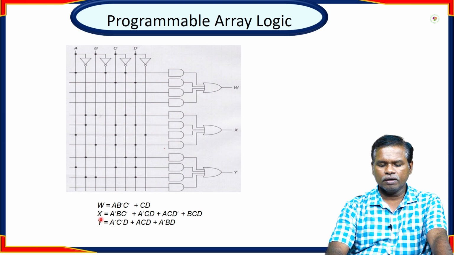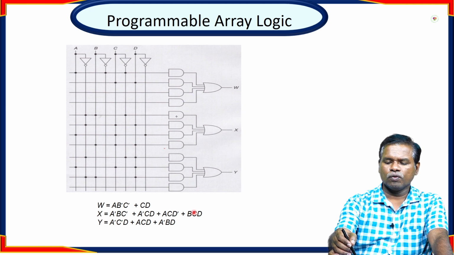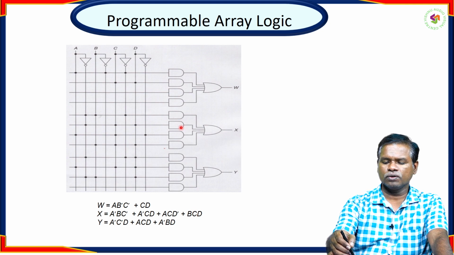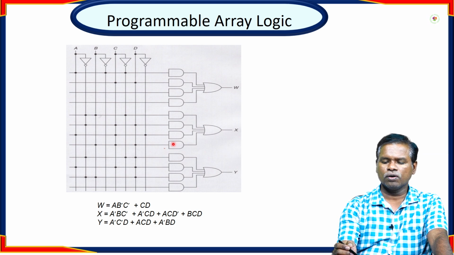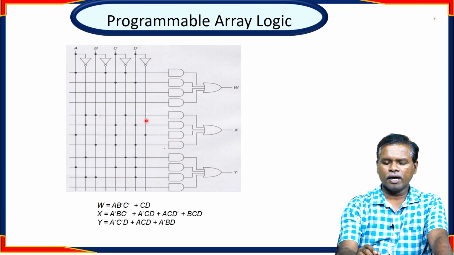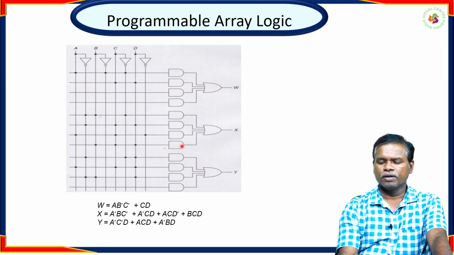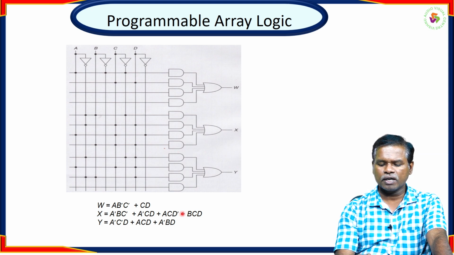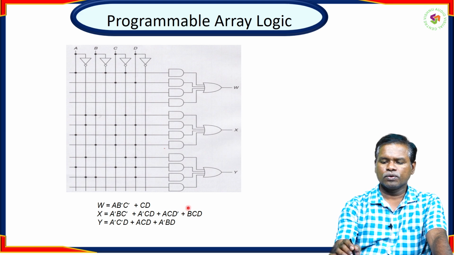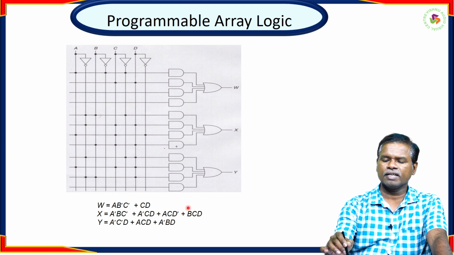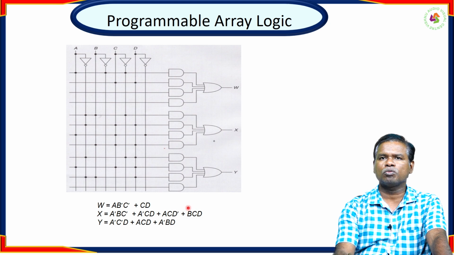Coming to the second output X, it has four product terms. So here we need four product terms: 1, 2, 3, 4. The first is A' B C', the second is A' CD, the third is A C D', and the fourth is BCD. Since all four terms are present in the second output, the outputs from four AND gates are given as input to the OR gate, which gives the output X.